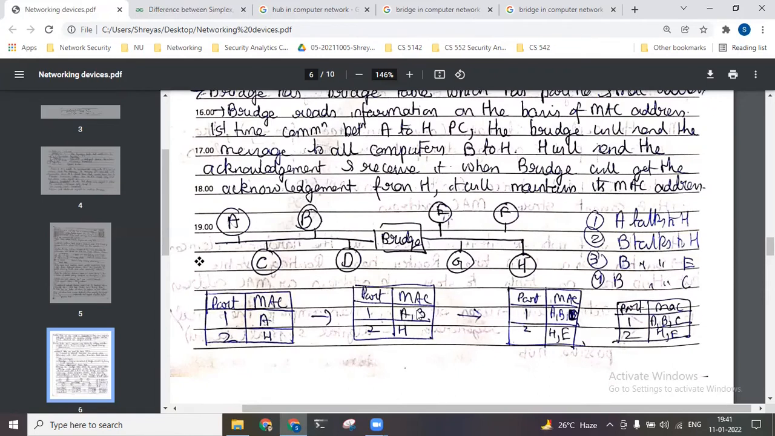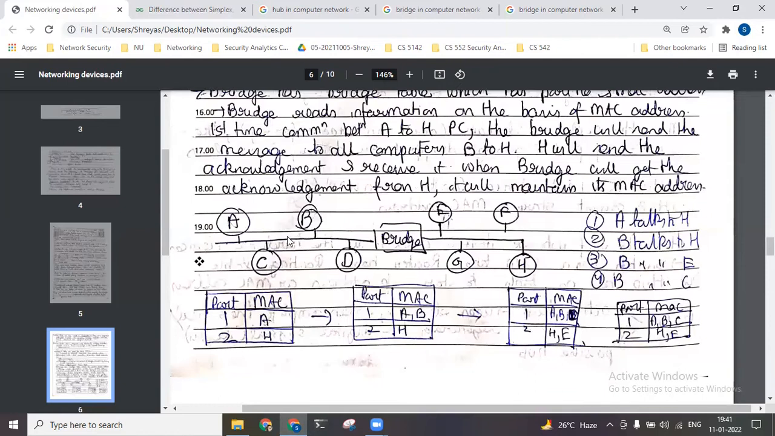Now suppose PC B wants to talk with PC E. Again, I have the MAC address of B, so I need not update the bridge table for the first row, but for the second row it's a new entry for me. This PC is a new learning for me, so I put it corresponding to port number 2 because it is on the right side. So corresponding to this collision domain, it will update the bridge table.